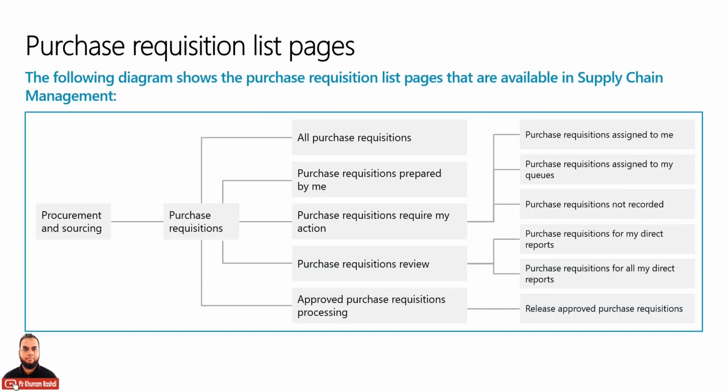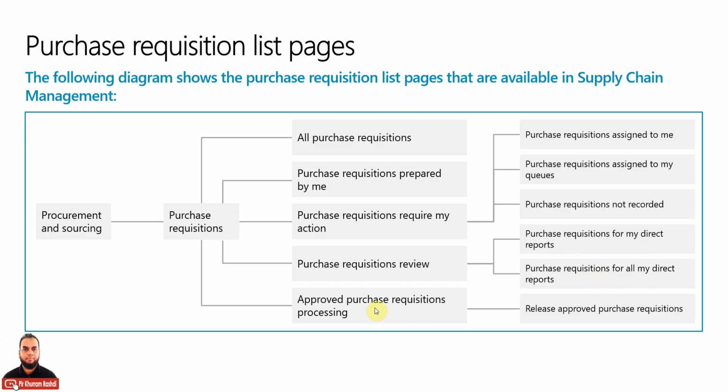Then there are multiple list pages in D365. Basically, there is one list page, but it depends upon the parameter on which it is called, based upon the scenario. So there is one which is called all purchase requisition. It will show all of the purchase requisitions, and then there are certain list pages or parameter paths in which you can see your own purchase requisitions, or the purchase requisitions which are raised by a team, like purchase requisition review, purchase requisition for my direct reports, or purchase requisition for all of my direct reports.